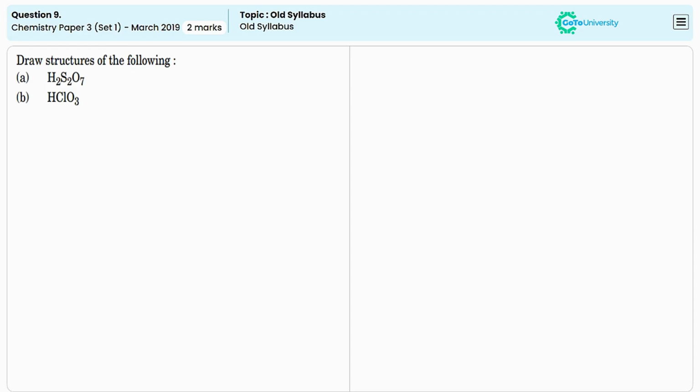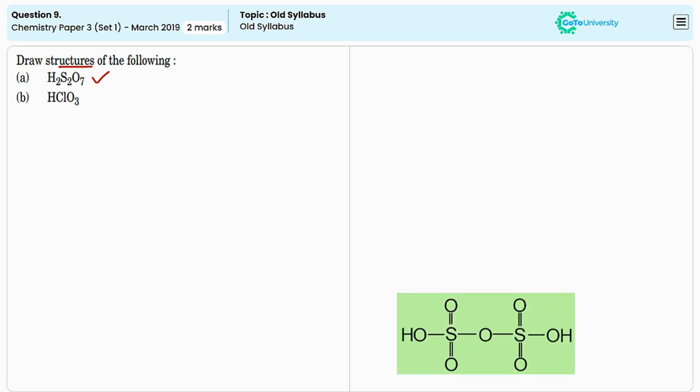In this question, you have been asked to draw the structures of the given compounds. The first one is H2S2O7. This is disulfuric acid or pyrosulfuric acid. And the structure can be denoted as per the given diagram.